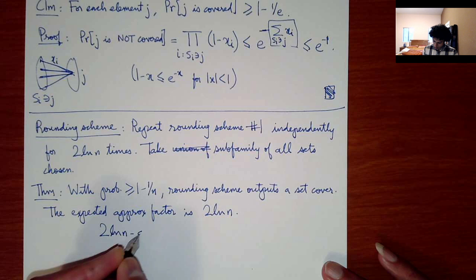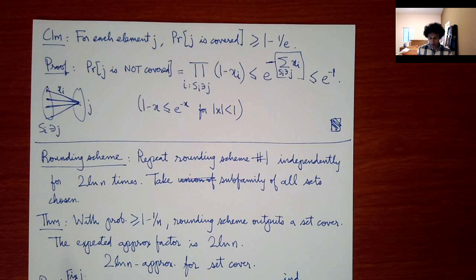So let me prove this, and the proof now is pretty straightforward. You repeat it 2 log n times. Fix j. The probability that j is not covered after 2 log n iterations, and again these were independent iterations of scheme 1, is at most 1 over e to the power 2 log n. Because the probability that it was covered is at least 1 minus 1 over e, the probability that it is not covered is at most 1 over e. And this had to happen in all the 2 log n iterations. And so you get this, which is essentially 1 over n squared.